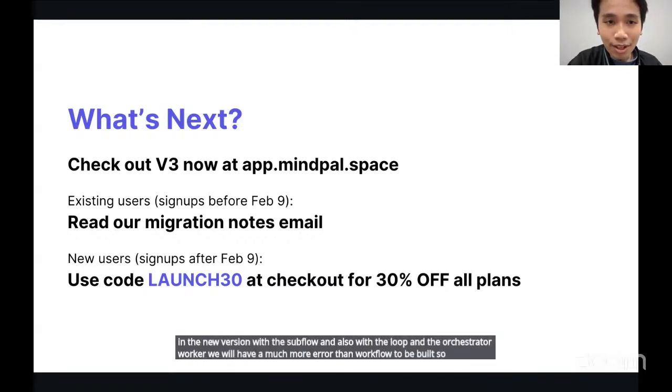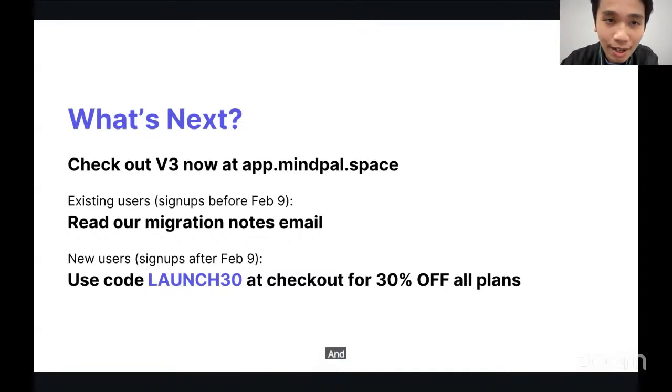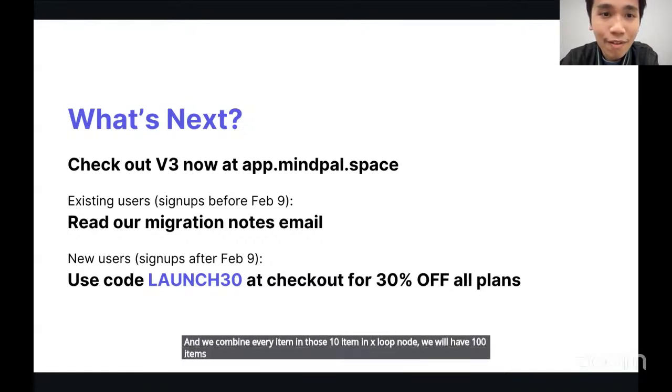So we don't need 100 steps. We only need 2 loop nodes. If one loop node produces 10 outputs and the next loop node produces 10 outputs, and we combine every item in those loop nodes, we will have 100 items, and it will be equivalent to a 100-step workflow, but it only needs 3 steps in the new version.